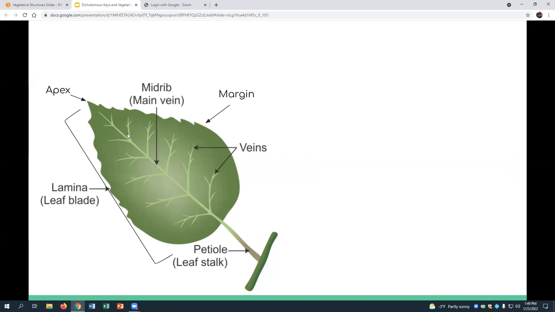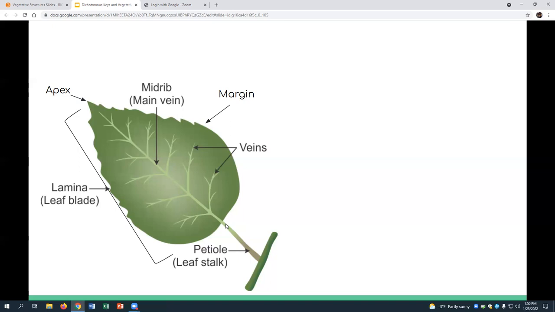And then coming out from the side, we're gonna have smaller veins. So the pattern of veins in a leaf is going to vary depending on what plant it is. So that's part of why we might look at them. They're not all gonna look exactly like this. They're not all gonna have veins branching off in the group.